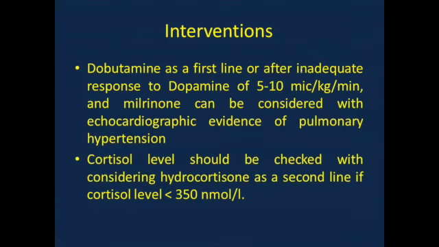In this category, intervention could be dobutamine as a first line, or after inadequate response to dopamine of 5 to 10 mcg per kg per minute. Milrinone can also be considered, especially if you have echocardiographic evidence of pulmonary hypertension. Again, cortisol can be considered if you have evidence of suprarenal dysfunction.